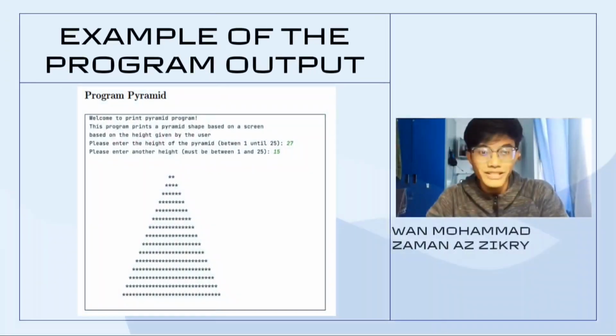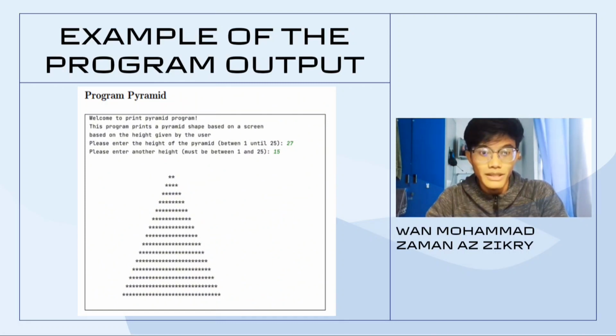So our project is to make a program that prompts the user to enter the height of the pyramid. The height of the pyramid must be between 1 and 25. If the user enters a number outside of the range, then the program will prompt the user to enter a new height again and again until the input is between 1 and 25. And after that, the program will display the pyramid structure on the output screen. And this is the sample output.